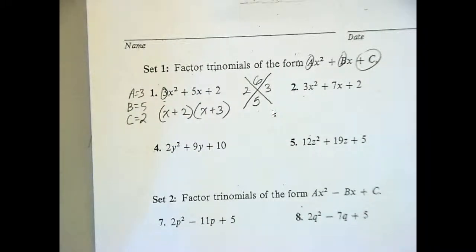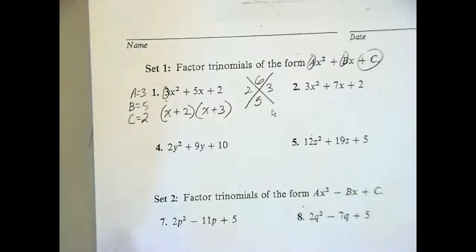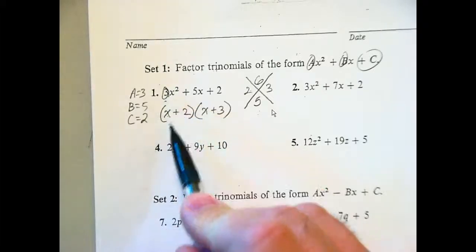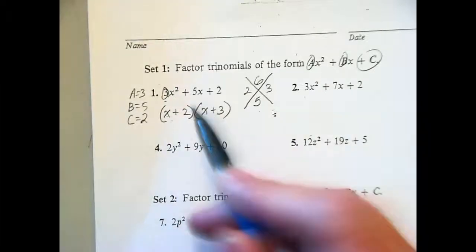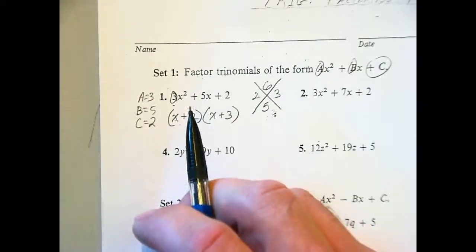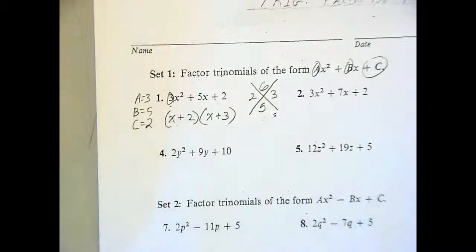And they would be great if we were done there, but if you check your work, x times x is x squared, not 3x squared. Automatically, you know you're not done, because that's not right. You're like, well, just put a 3 in front. I'm good. Well, nope, that's not how it works. Okay? So we got to do another step here.